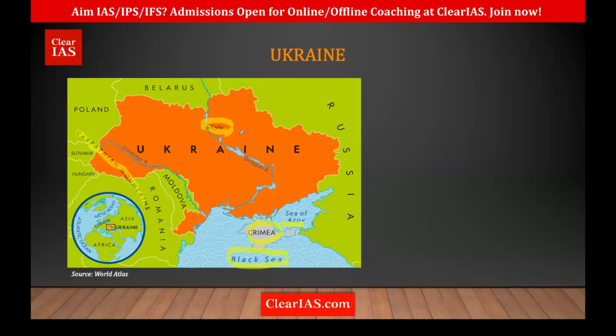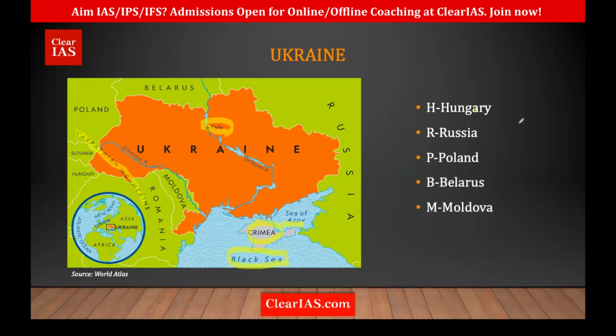Now, another thing we must remember is the bordering countries. When you're talking about Ukraine, you must remember the bordering countries. We have so many bordering countries: Russia, Belarus, Poland, Slovakia, Hungary, Romania, and Moldova. So how do we remember this? I'll tell you a story with this. We have Hungary, Russia, Poland, Belarus, Moldova, Romania, and Slovakia. These are the countries bordering Ukraine.